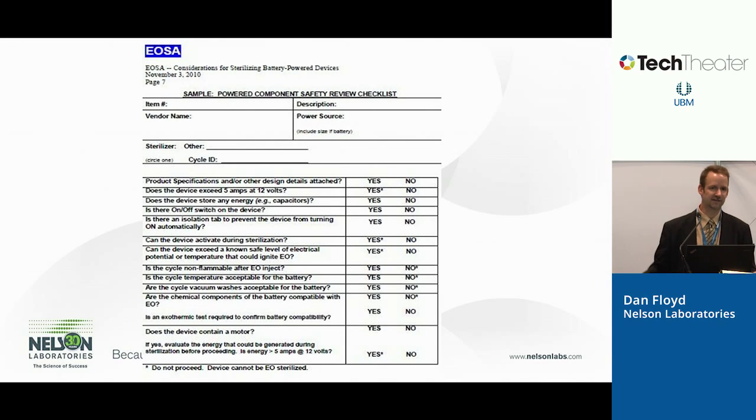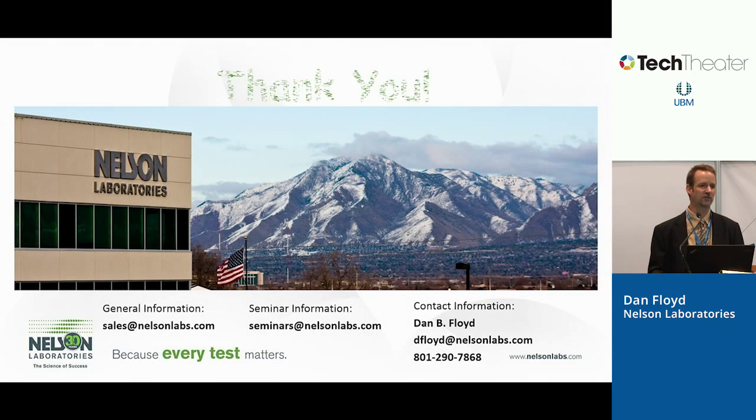This is an example of a checklist that's in that EOSA document. Ethylene Oxide Sterilization Association, again, it walks you through that process. It has certain things like if it's more than 5 amps at 12 volts, it says you cannot sterilize with ethylene oxide because of the flammability potential. If it can activate and come on during sterilization, obviously you don't want to do that. So there are certain things where there's no way you're going to be able to process it if you check yes to certain items on that. But it does have a good way to walk you through that. So that's another issue we see, this flammability issue that continues to grow as devices become more complex.